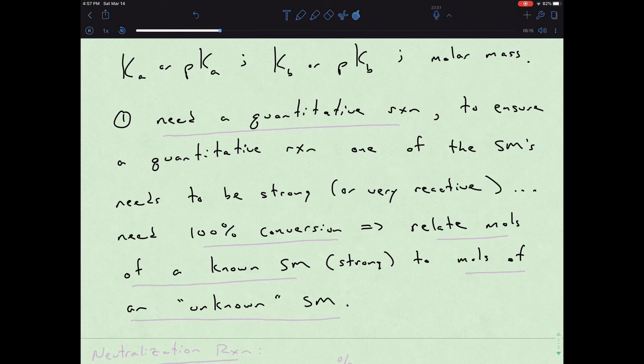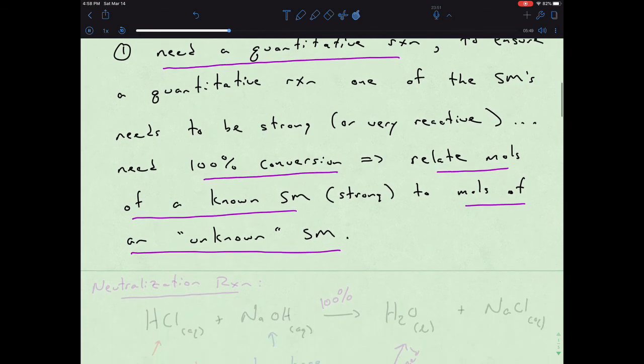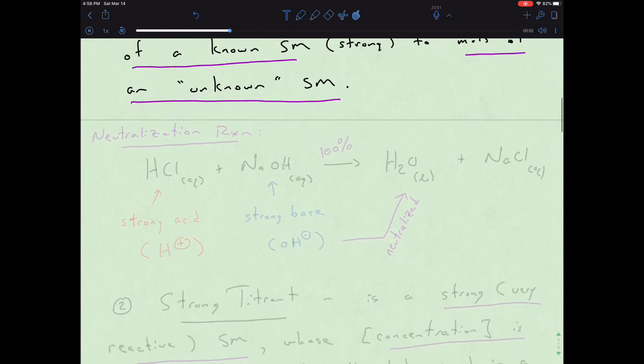All right, remember, titrations are used to determine an unknown concentration of a material. So we have a known starting material, and that's always going to be strong. Being strong is going to allow us to have that 100% conversion, that desire for the quantitative reaction, and that allows us to relate moles of the known starting material to moles of the unknown. And so that allows us to now quantitate or determine the unknown concentration that we would be looking for.